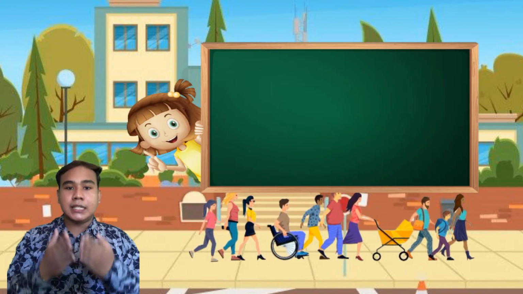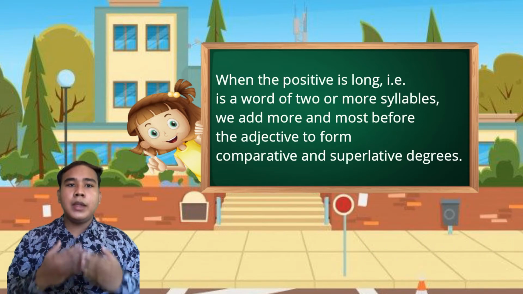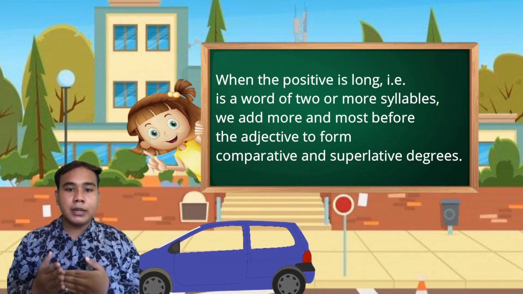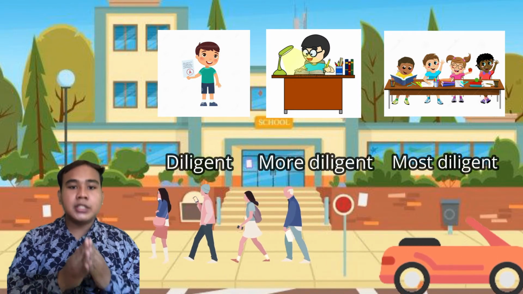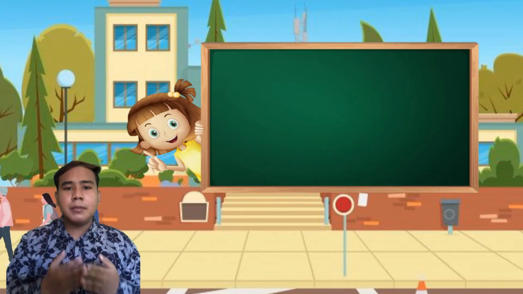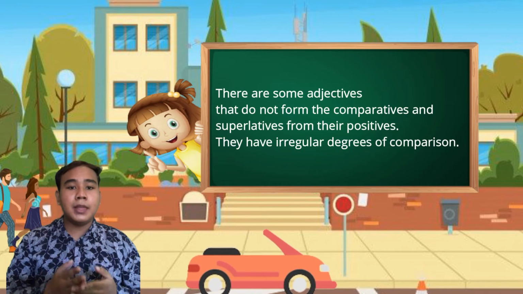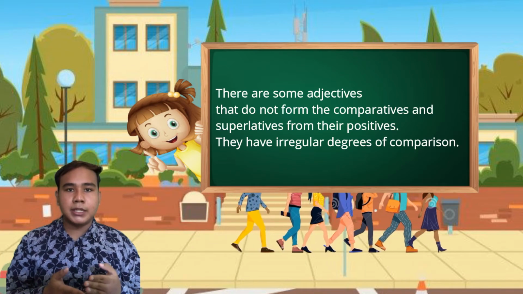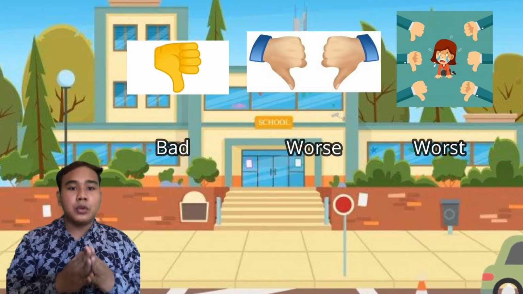When the positive is long, that is a word of two or more syllables, we add more and most before the adjective to form comparative and superlative degree. For example, diligent, more diligent, most diligent. There are some adjectives that do not form comparative and superlative from their positives. They have irregular degrees of comparisons. For example, bad, worse, worst.